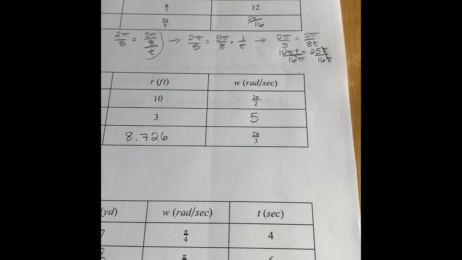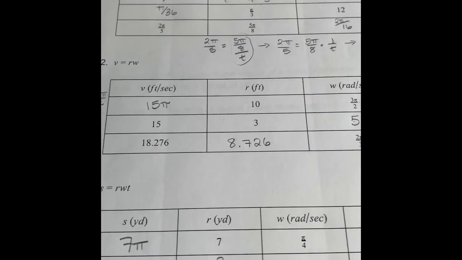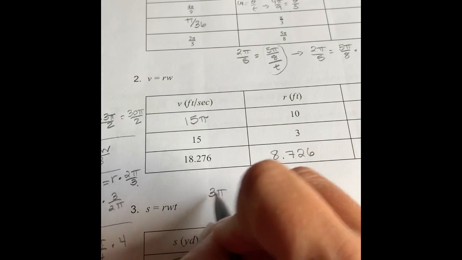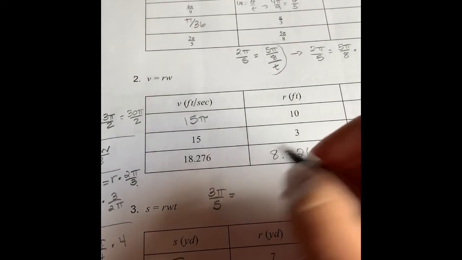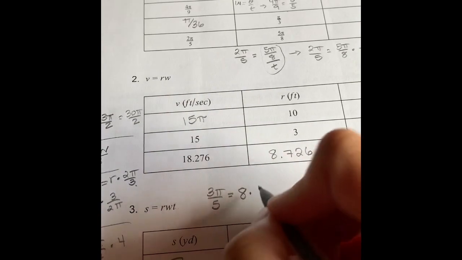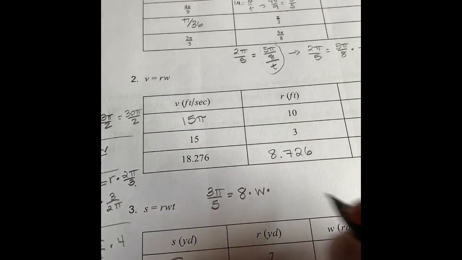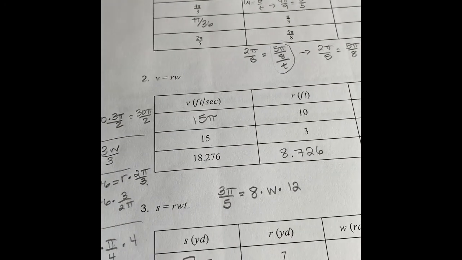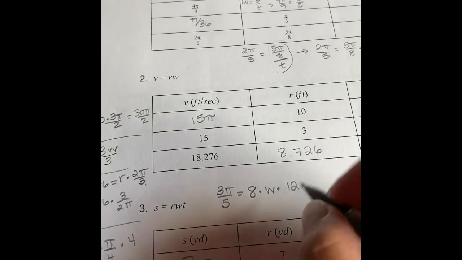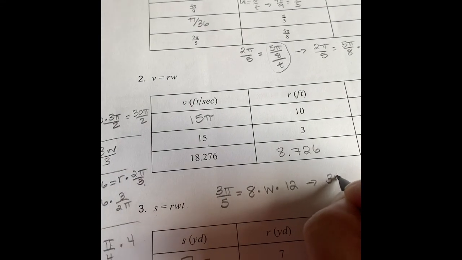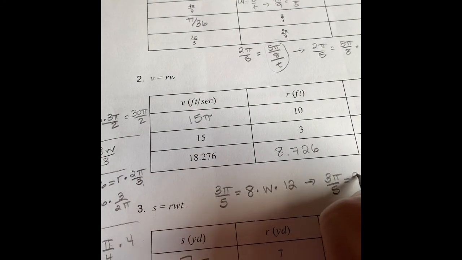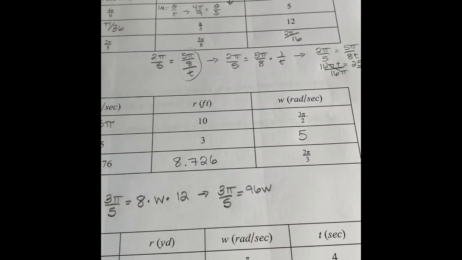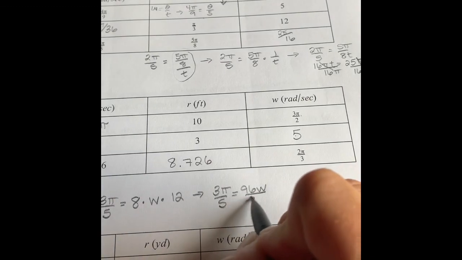On the third one, W is blank. So using the same formula, we've got S, which is 3 pi over 5, equals R, which is 8, times W, which is what we're looking for, times time, which is 12. If you take 8 times 12, that's 96. So right now we have 3 pi over 5 equals 96W. And to get the W by itself, we've got to divide by 96.